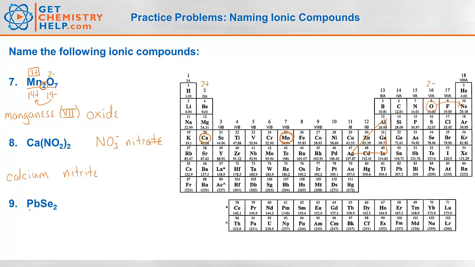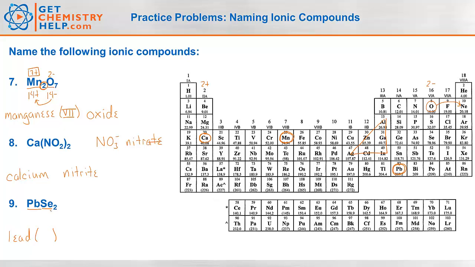And our last one, Pb, that is lead. Will lead need a Roman numeral, or is it a fixed charge? Well, let's find it. Oh, it lives over here. It's not in group 1. It's not in group 2. It's not in the magic triangle. So it will need a Roman numeral.